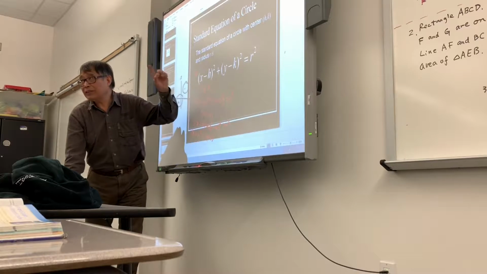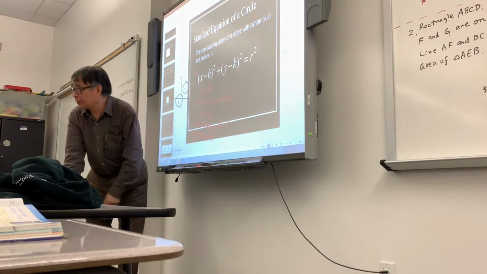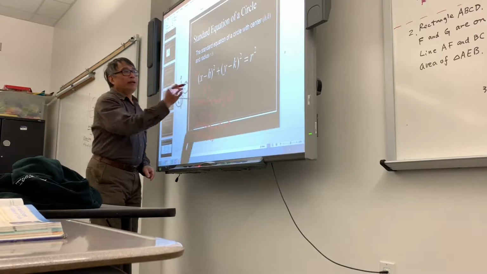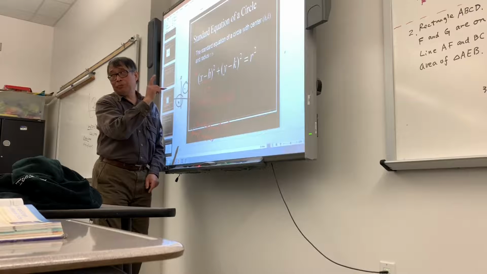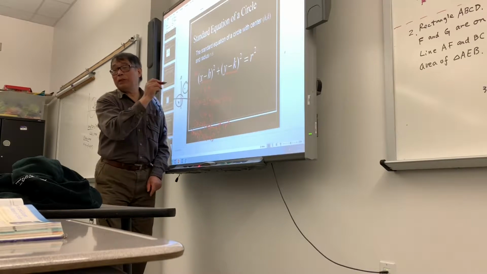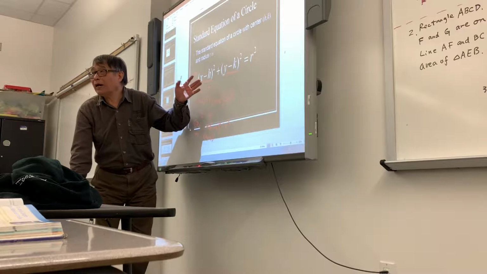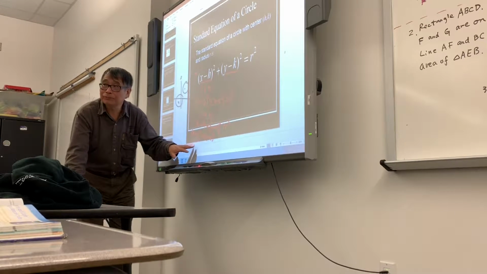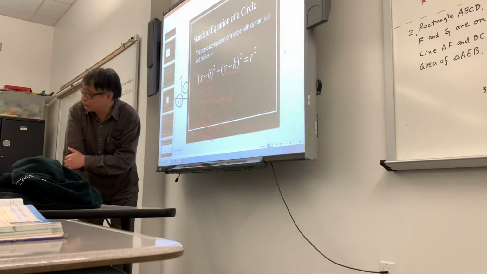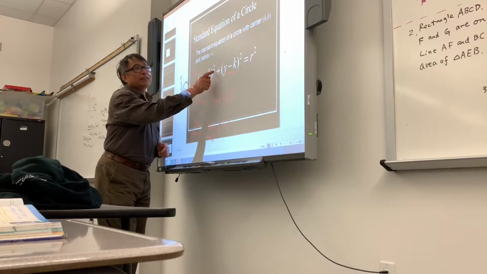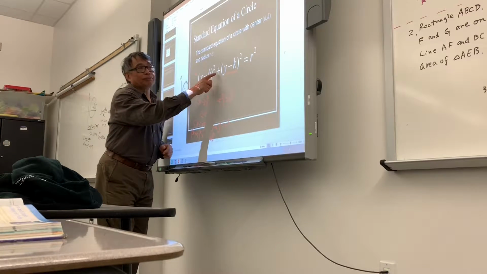Because h is negative, minus negative is positive. That's the problem many students confuse. So (x minus h) squared, this is a formula. (y minus k), this is a formula. But h is positive, maybe negative. So that's why you get x plus 2, because h is negative 2. Do you understand, please? Don't make a mistake. This sign must be positive.